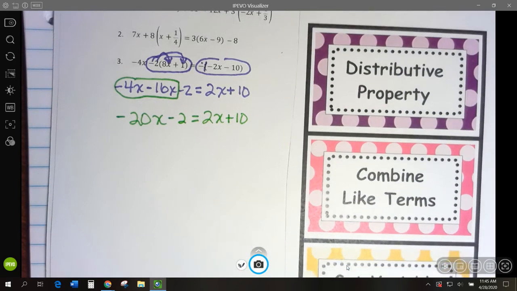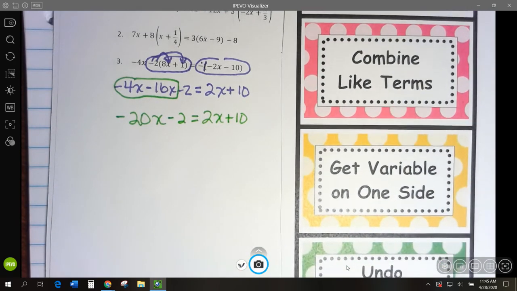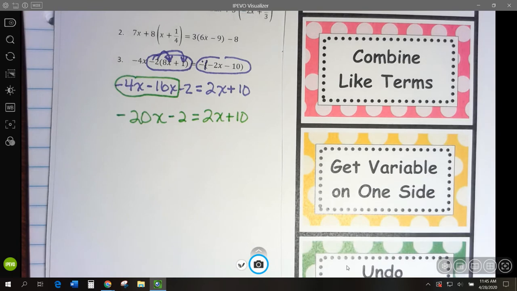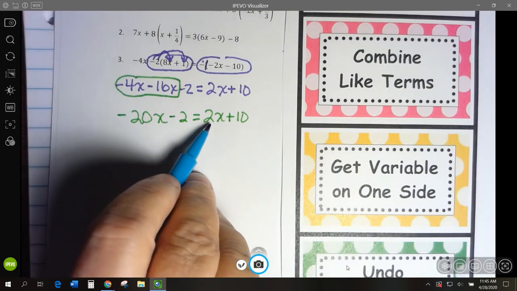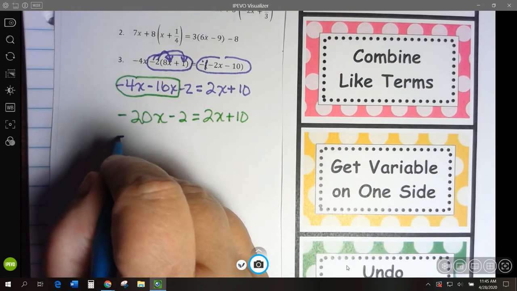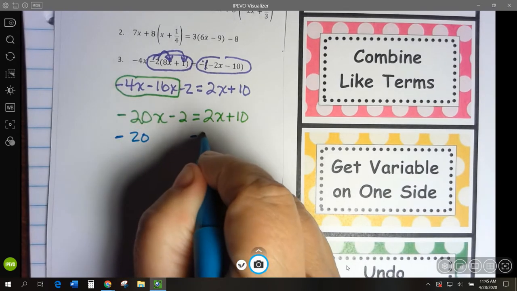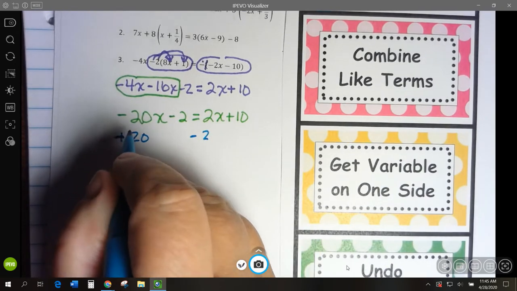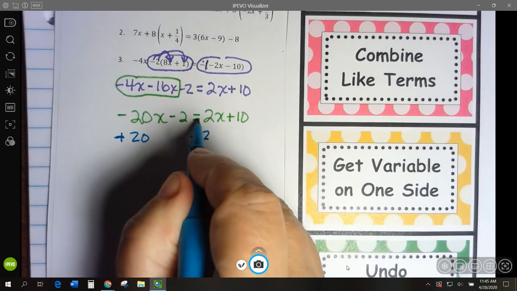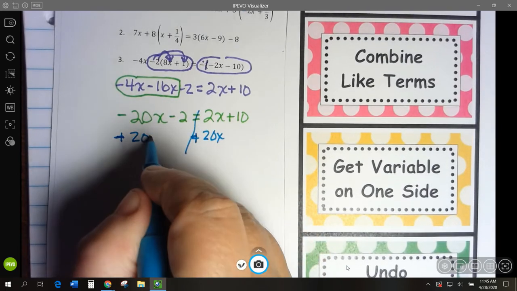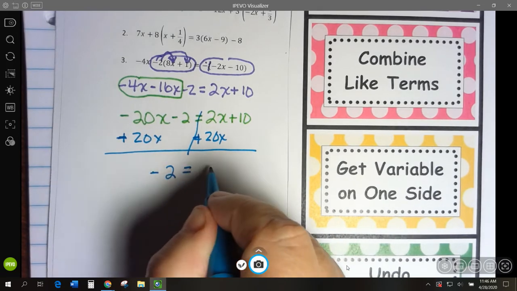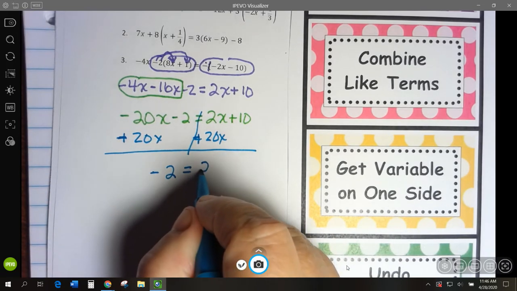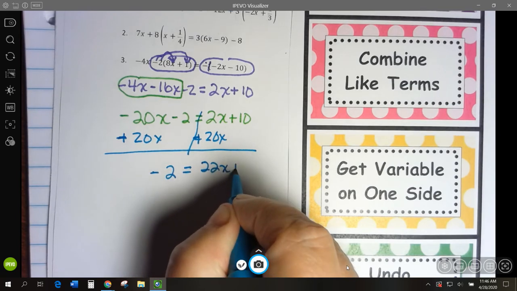Once we combine our like terms, we're going to get our variable on one side. The smallest coefficient actually is negative 20, right? Negative 20 is smaller than negative 2. So we need to add, because this is negative, so we're going to add negative 20x to both sides. I'm going to get negative 2 equals 22x plus 10.